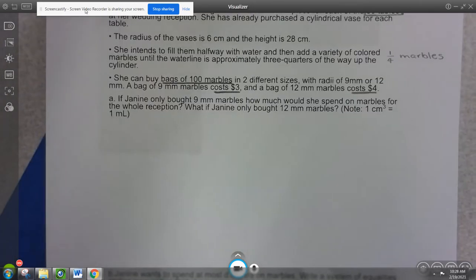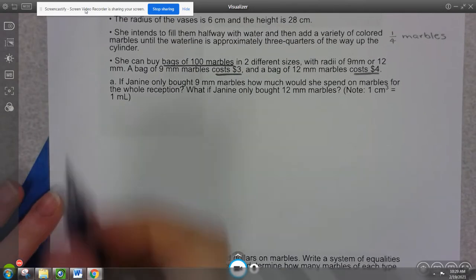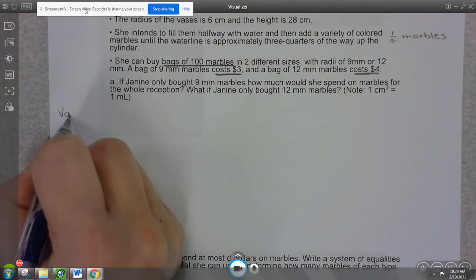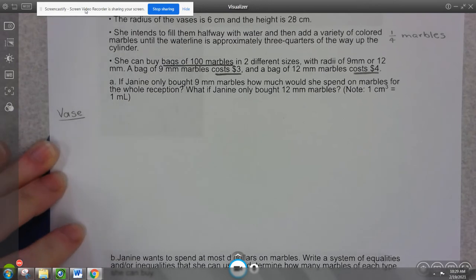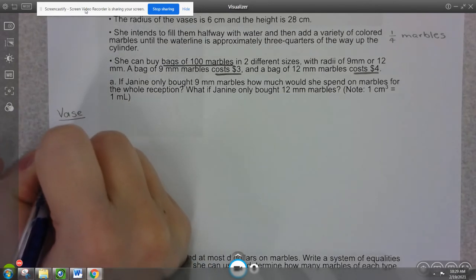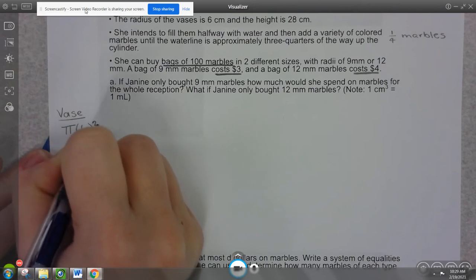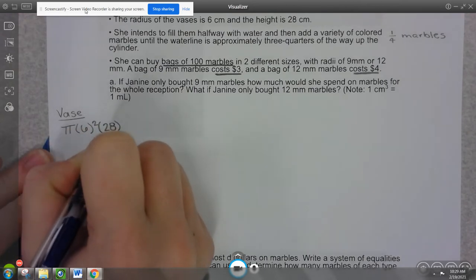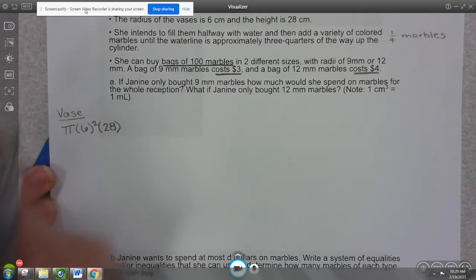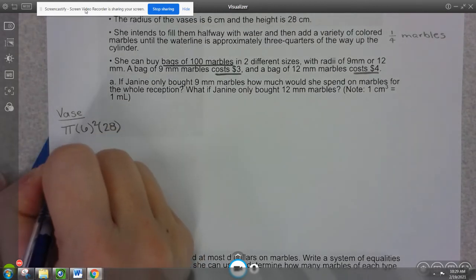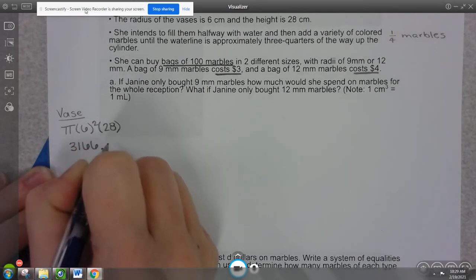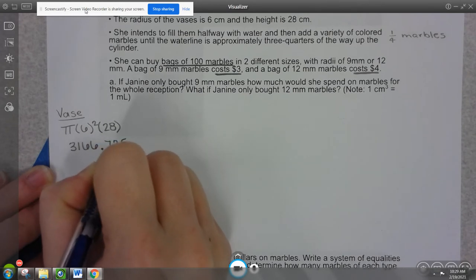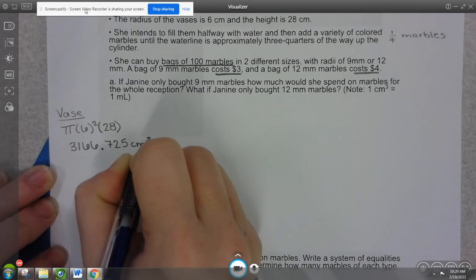So the first thing I have to do, let me zoom out a little bit, is find the volume of the vase, and I'm just going to do one vase in general. So since it's a cylinder, I'm going to use pi r squared times height. So that would be pi times 6 squared times 28. And I just put this straight into my calculator, and that is about 3,166.725 cubic centimeters.